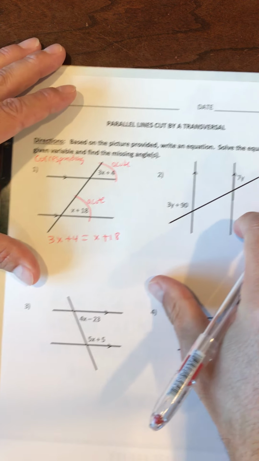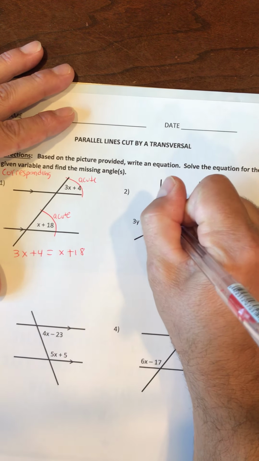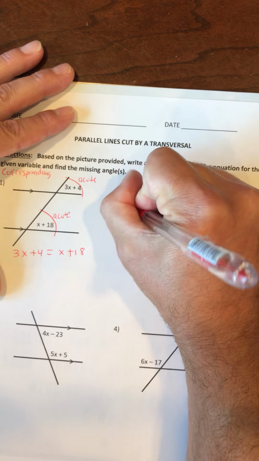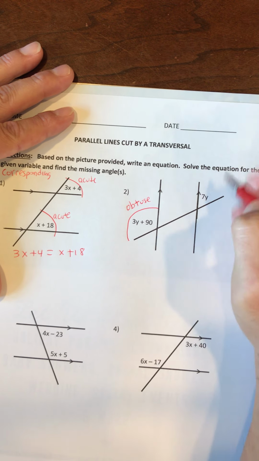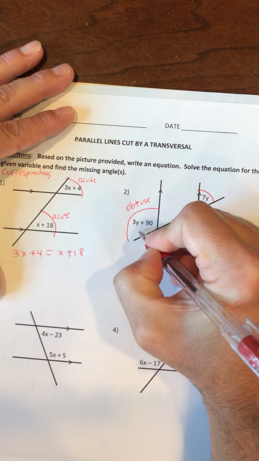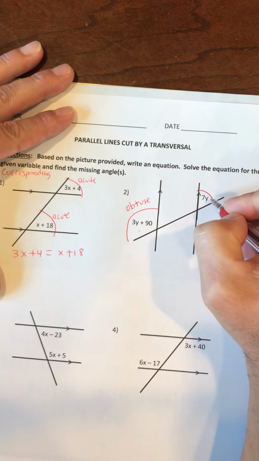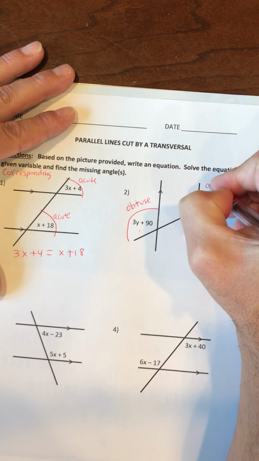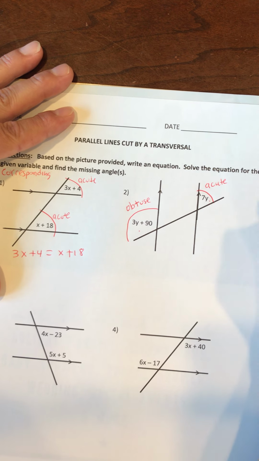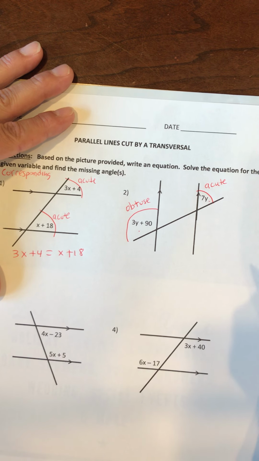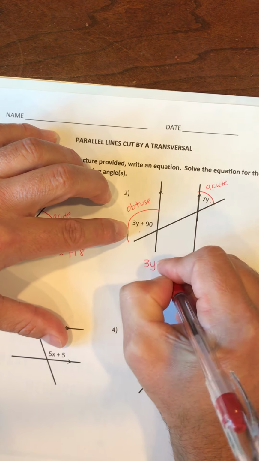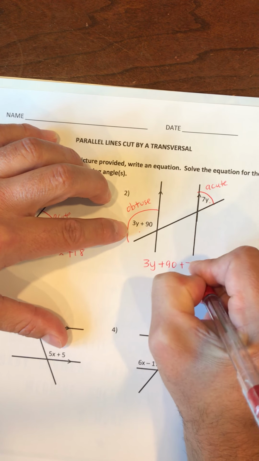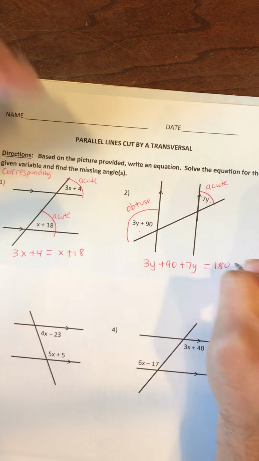Look at number 2, for instance. Okay, this angle is obtuse. And then I look at this one, the other one given. This is obtuse, meaning greater than 90. This one's acute, meaning less than 90. There is no way these are equal. So these have to be 180. So I'm going to add 3y plus 90 plus 7y. That's going to equal 180.